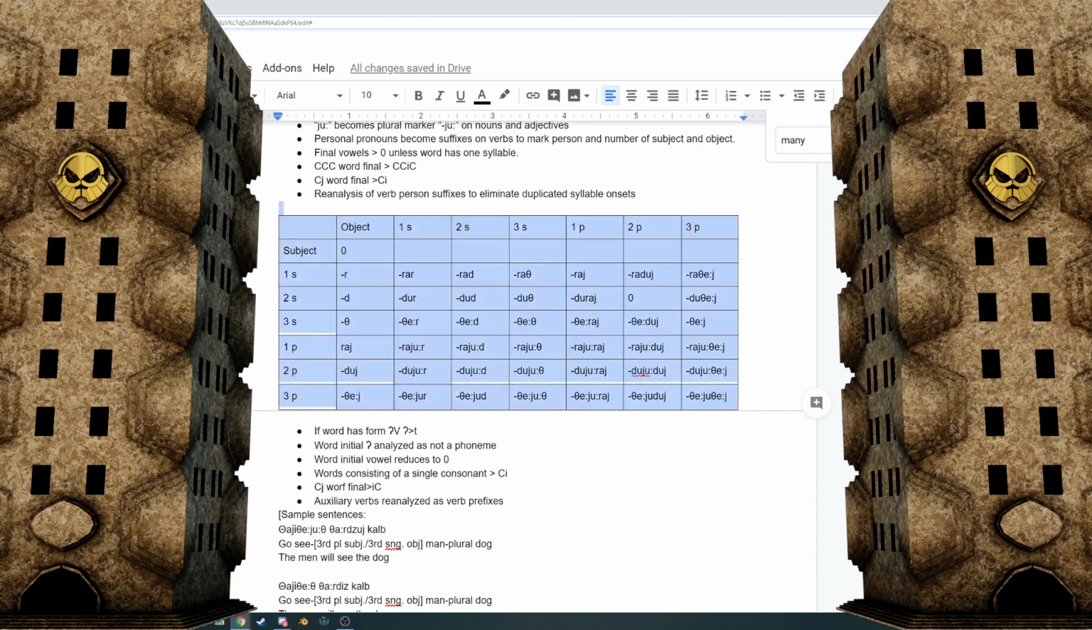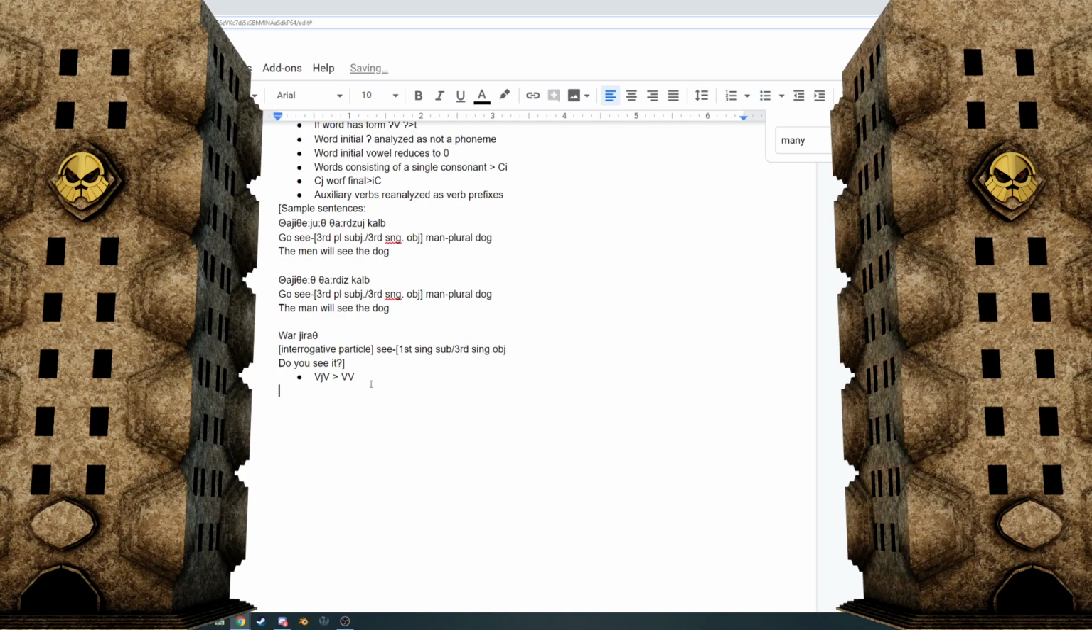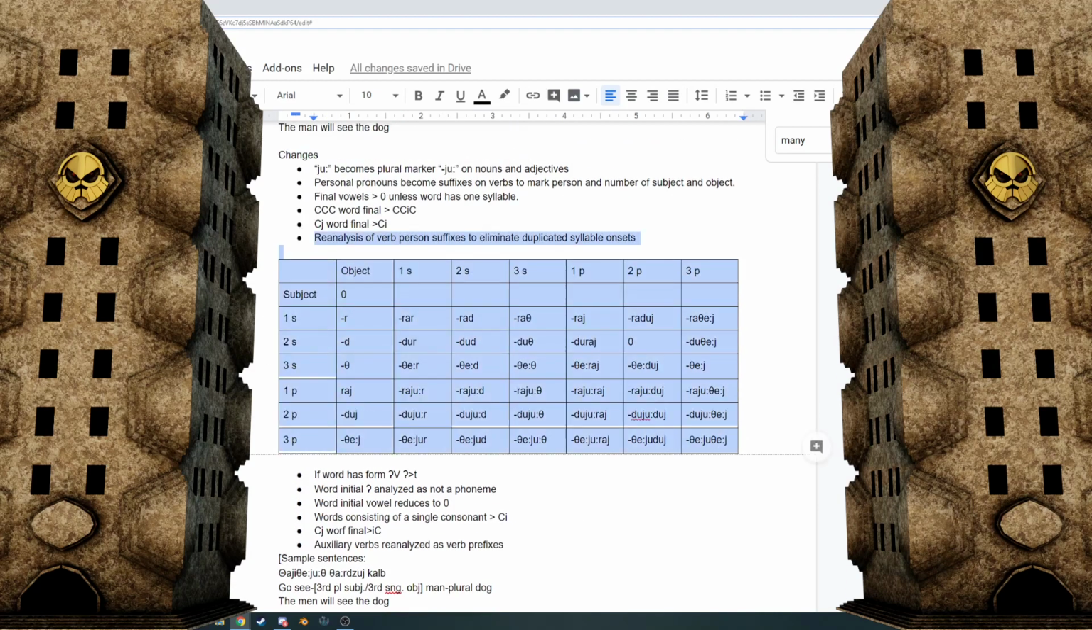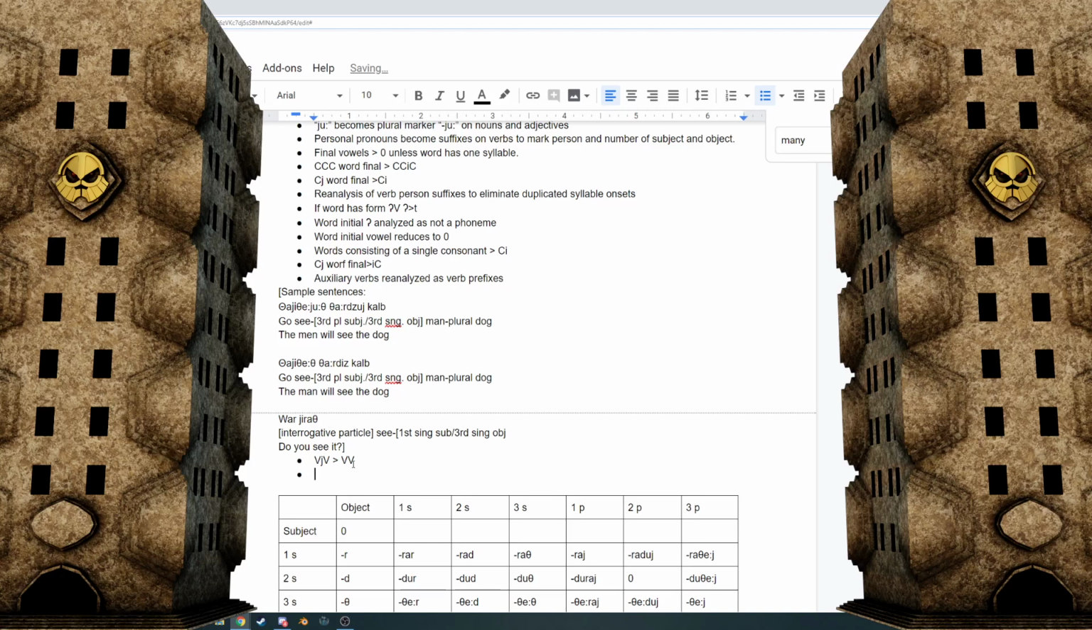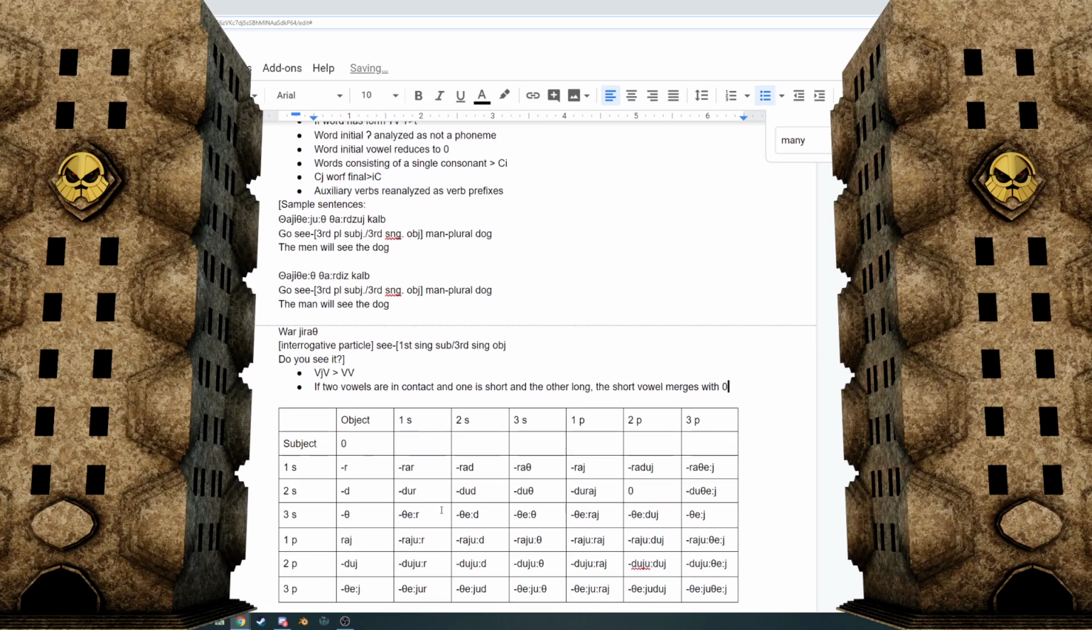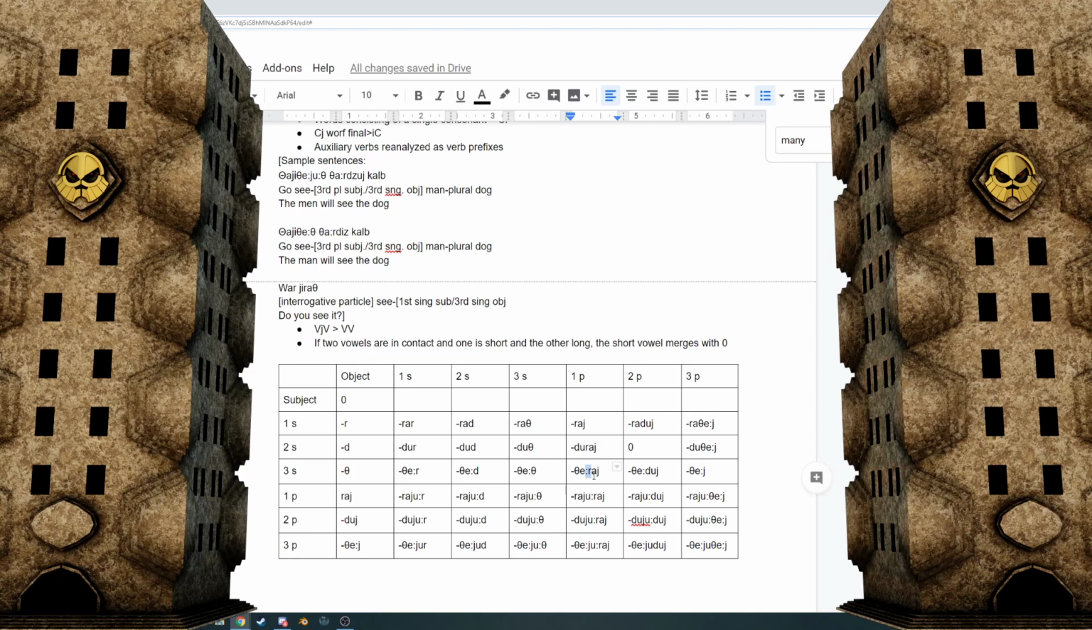So what we're going to do is copy this down, because we're trying to keep track of at least some of this stuff. I'm going to copy this down as another bullet point here. We're going to add in one more rule: if two vowels contact, one is short and the other long, the short vowel merges with 0. Okay, so what that's going to mean is that this sequence here, we have plural subjects, is going to be significantly different.